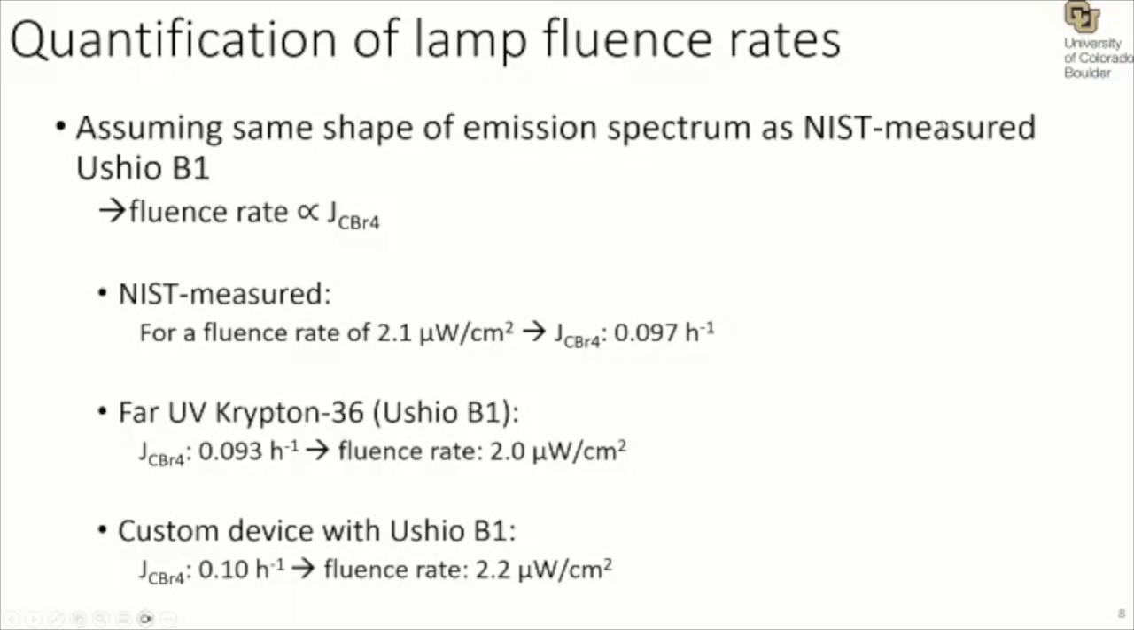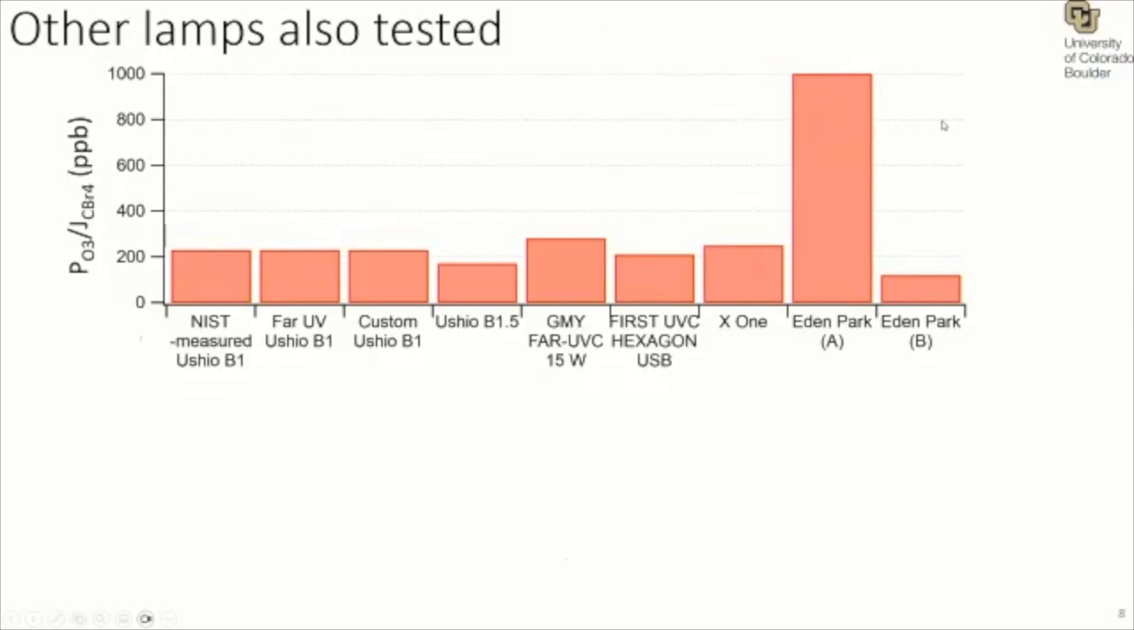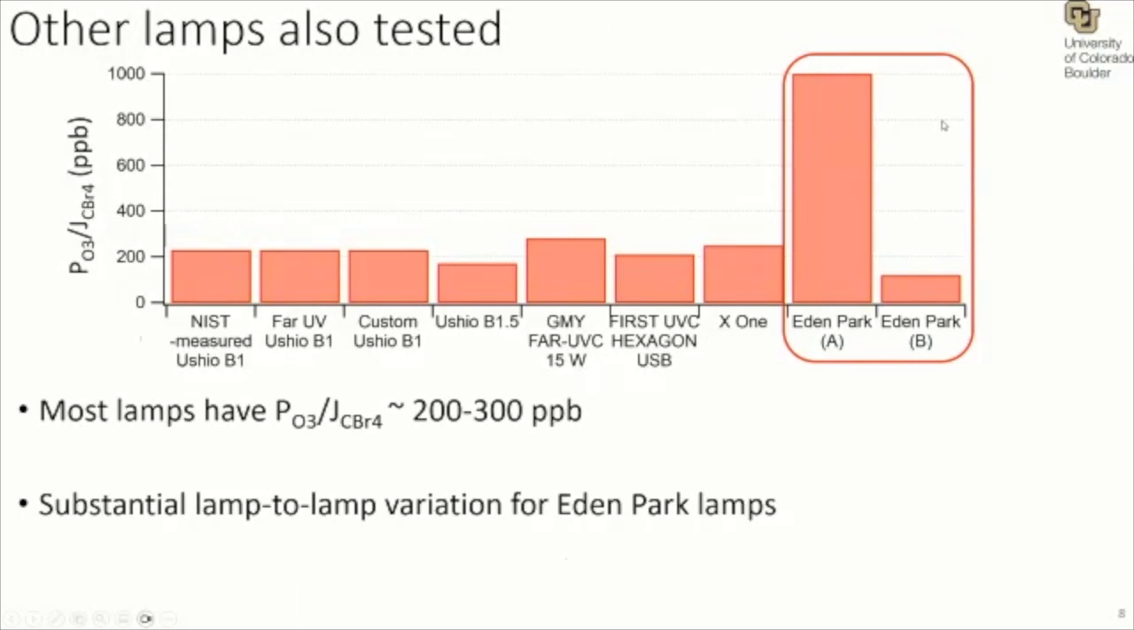Similarly, we can get the fluence rate of the other Wuxio B1 we have, 2.2 microwatt per square centimeter. We also tested other GUV 222 lamps. Here are the ratios between the two rates. Most lamps have these rates between 200 to 300 ppb, but we observed substantial lamp-to-lamp variation for Eden Park lamps.